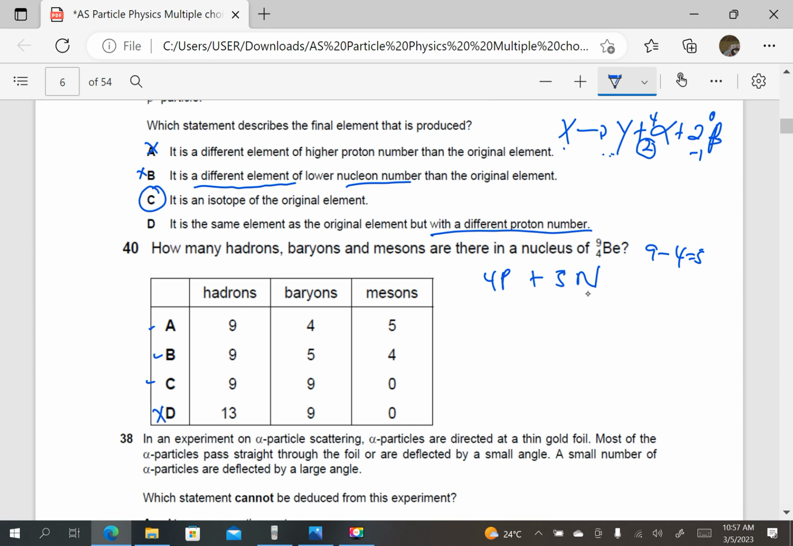We have eliminated D. Then we go to baryons. A proton is a baryon, a neutron is a baryon. So there are 9 baryons. So we have eliminated this one, we have eliminated this one, and we remain with C. We can't eliminate any further, so we remain with the answer as C. Because a proton and a neutron are baryons, there are 4 protons and 5 neutrons. Those are 9 hadrons, 9 baryons. So the answer is C.